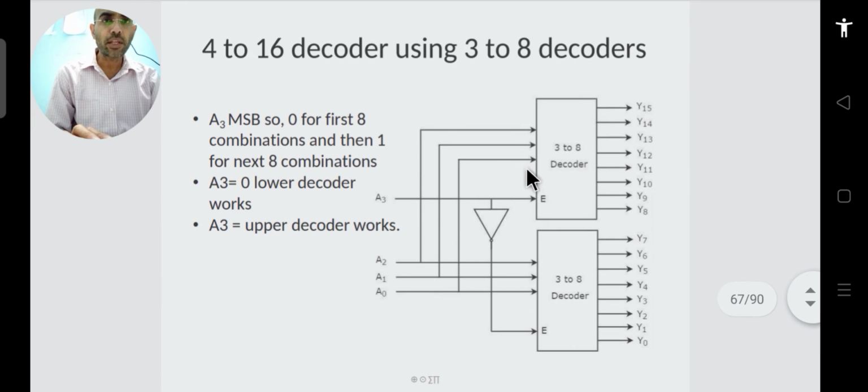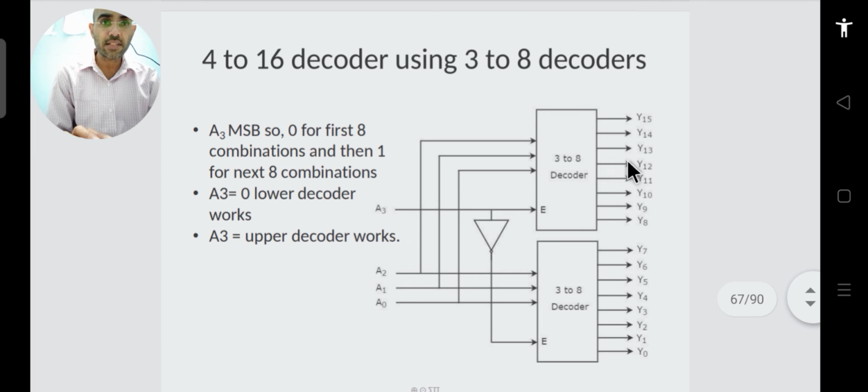Then the other application of a decoder is, suppose you have a certain lower order decoder and you want to realize a higher order decoder. That is also possible with the help of decoders. Let's say you have a 3x8 decoder available to you, and the application wants a 4x16 decoder. So how do we implement a 4x16 decoder with the help of a 3x8 decoder? To implement this, we will see this logic.